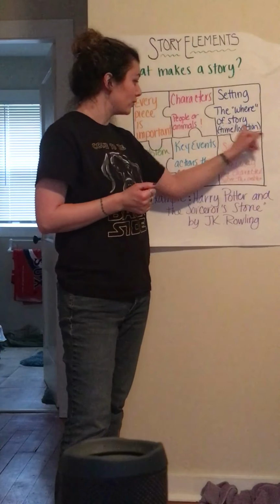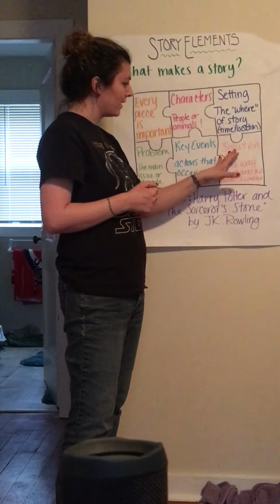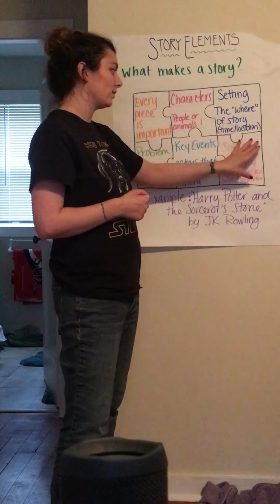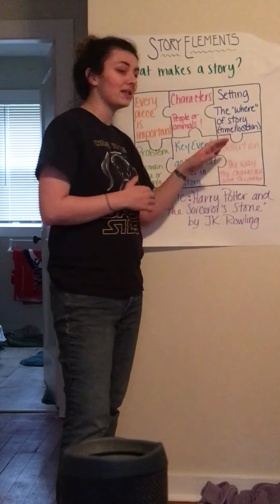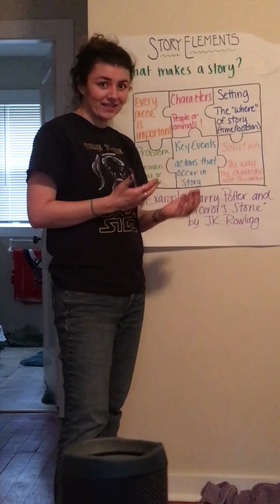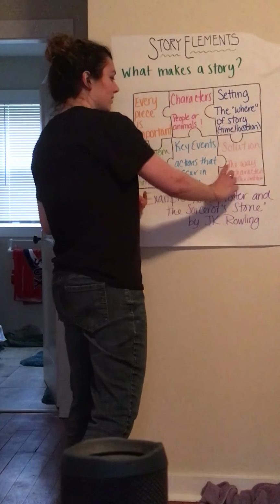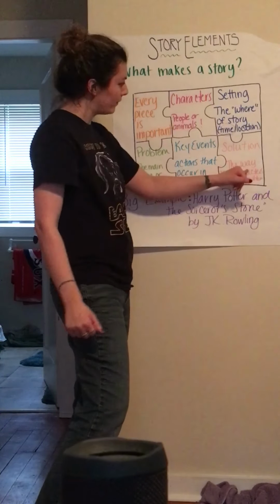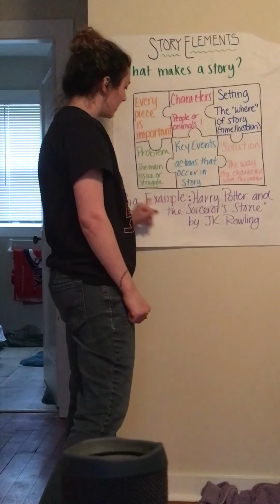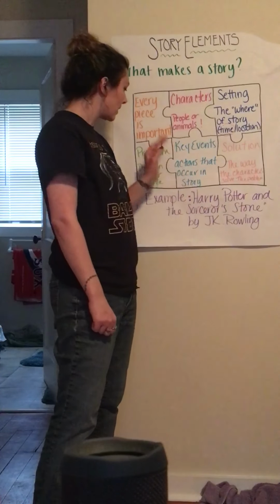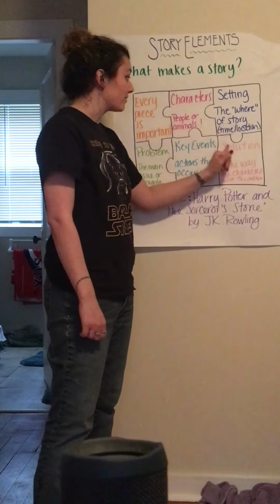The last one is solution. I like where this is placed in the puzzle. I like where it's like last because the solution more than likely happens last in the story. It's usually like the last couple of chapters, right? It's the way the characters solve the problem. So it's reflecting on characters and it's reflecting on the problem, right? So the problem is toward the beginning of the story, the solution is toward the end.